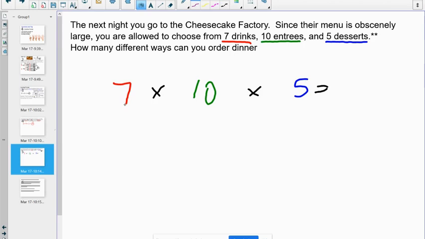And you get 7 times 10 gets you 70. And 70 times 5 is going to get you, well, we know 70 times 10 is 700. So all you have to do is divide that by 2 because 5 times 2 is 10. So we know that's 350 because 700 divided by 2 is 350. So we know that there's 350 total options.